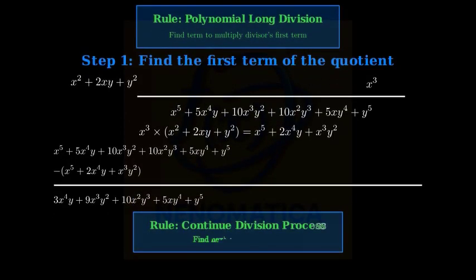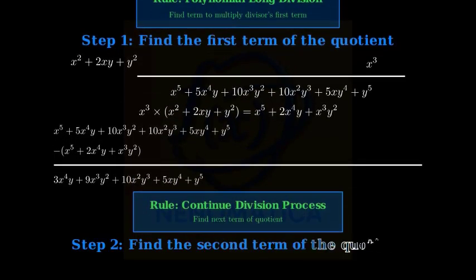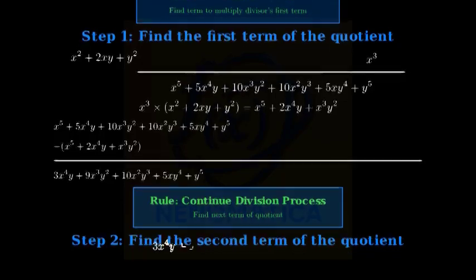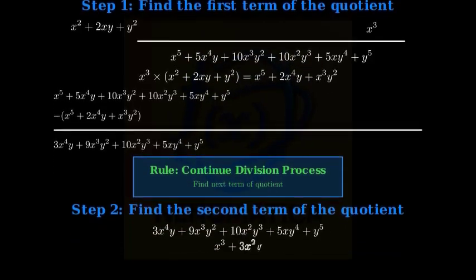We bring down the result of our subtraction: 3x to the fourth y plus 9x cubed y squared plus 10x squared y cubed plus 5x y to the fourth plus y to the fifth. Now, we repeat the process with this new polynomial.